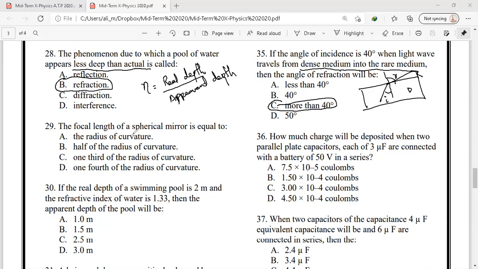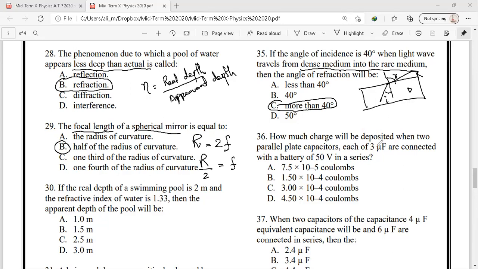The focal length of a spherical mirror is equal to what? So we know that the radius of curvature is equal to 2 times the focal length. So focal length will be equal to r over 2, that is half of the radius of curvature. Option B is the correct answer.